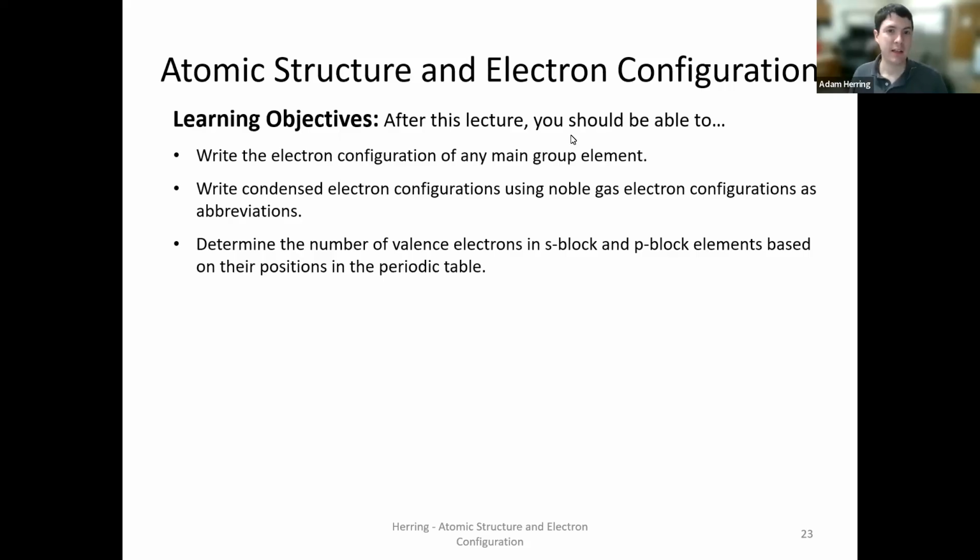Welcome back. In this video, we will learn how to write electron configurations for the main group elements. We'll do this using the extended and the noble gas electron configuration. We'll also determine the number of valence electrons for the S and P block elements based on their location on the periodic table.